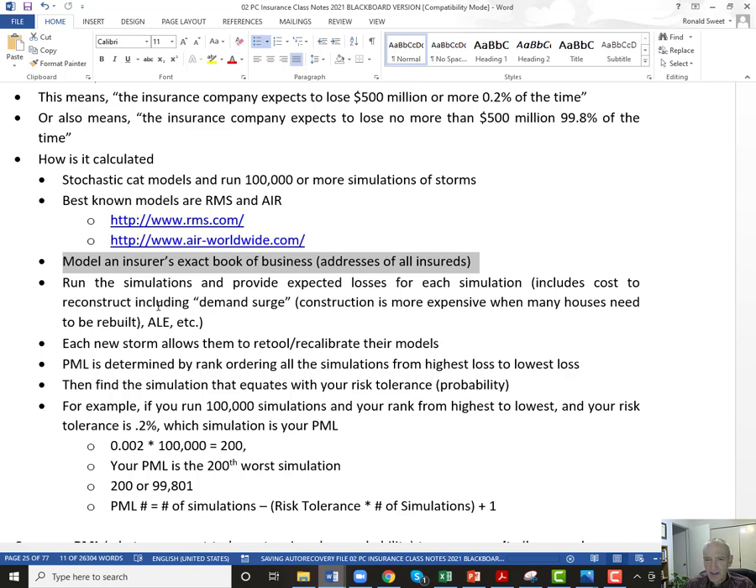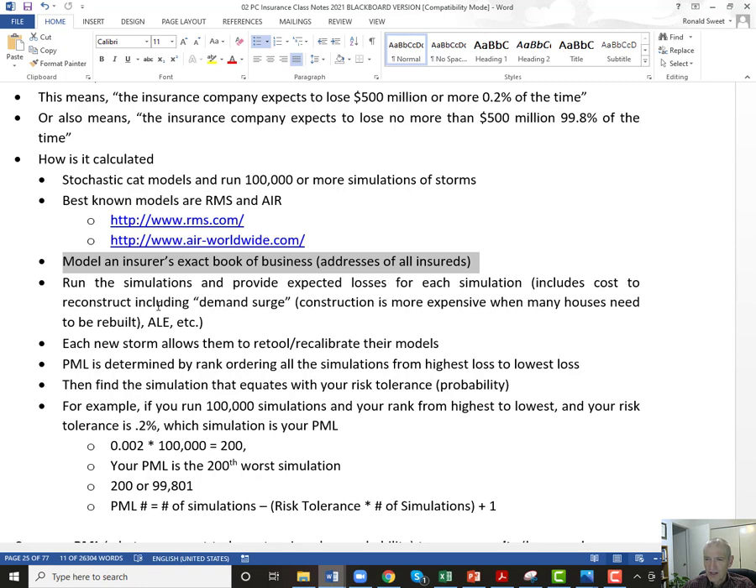I remember when they started, it was, how many houses do you have in this zip code? Now you send over your file of the actual addresses of what is insured. They know the exact house because, boy, everything's been mapped. They run simulations and provide expected losses, and those simulations include everything. So it can include additional living expenses. It can include what they call demand surge.